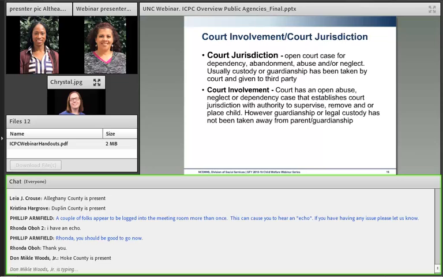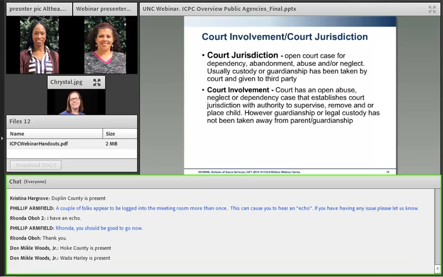So in addition to sending requests for children that are in DSS custody, we also process cases where children are in court jurisdiction or court-involved cases. The court jurisdiction cases are when the court has taken custody and it's been awarded to a third party. And for our court involvement cases, those are cases where the court is still involved, but the legal custody may still remain with the parent. So we also process those cases within the ICPC compact.